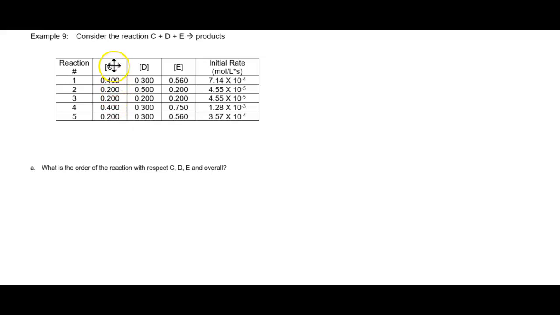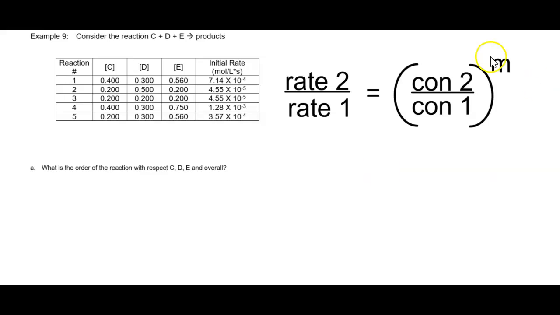Welcome back. Okay, so we have 3 reactants, so we're going to have to use this equation 3 times with respect to C, D, and E. So remember, the first thing we need to do is figure out which experiment sets to use, because we have 5. Notice that the reaction goes this way now, top to bottom instead of left to right. So we have 5 reactions, so we're going to have to figure out which reaction sets we're going to do. So what are our numbers going to be here?